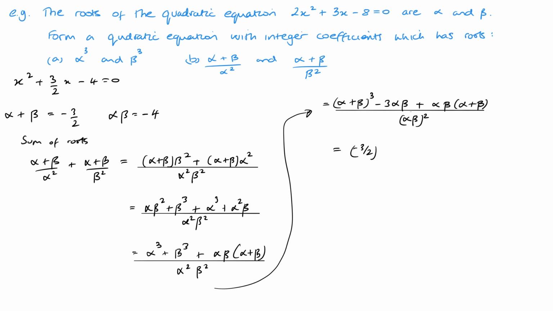So minus 3 over 2 cubed, minus 3 times that, minus 4 plus minus 4 times minus 3 over 2, and then on the bottom we have minus 4 squared. So the top of my fraction is 33 over 2, and that is over 16, which then leaves me with 33 over 32. Okay, that's my sum of roots, which is quite long-winded, isn't it, I would think.